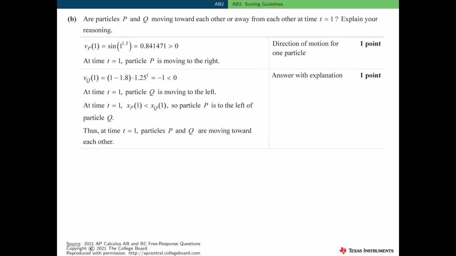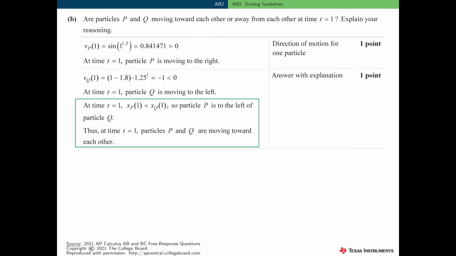Part B was worth 2 points. The first point was for determining the direction of motion of one of the particles. This point cannot be earned without reference to the sign of v sub p of 1 or v sub q of 1. However, it is not necessary to report the explicit value of v sub p of 1 or v sub q of 1. But if a value is presented, it must be correct as far as reported up to 3 places after the decimal.